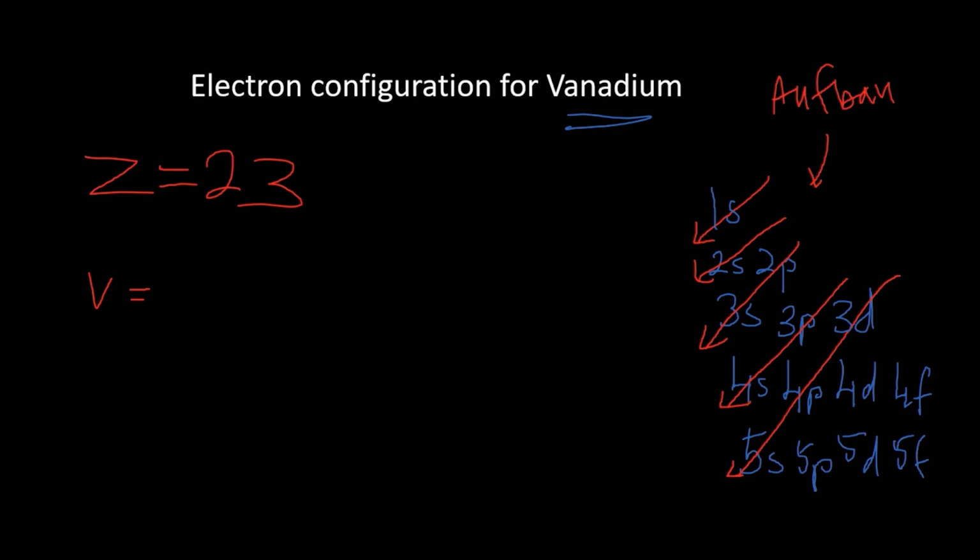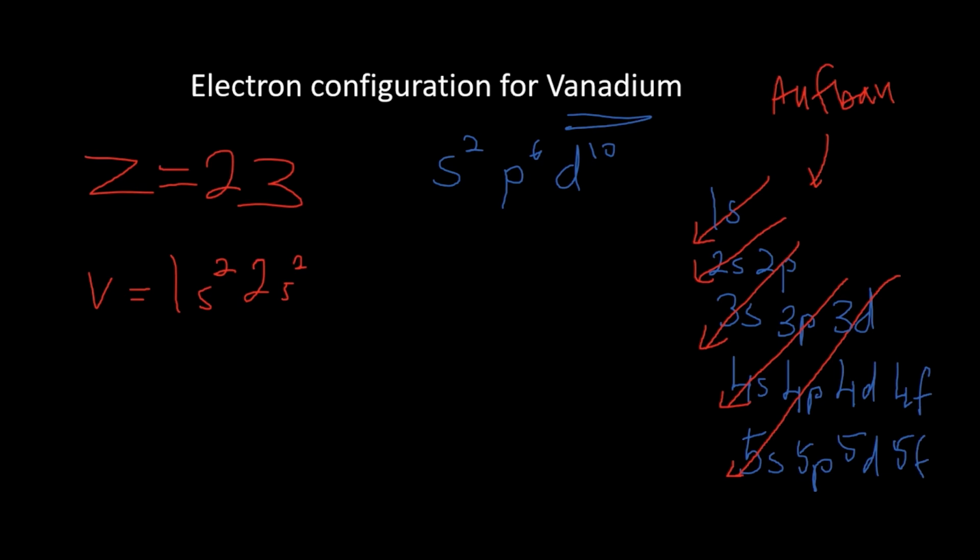We know that there are 4 sub-levels, and you have S, which can fit 2 electrons, P, which can fit 6 electrons, and D, which can fit 10 electrons. You have F, but we don't need it for vanadium. It's pretty straightforward.